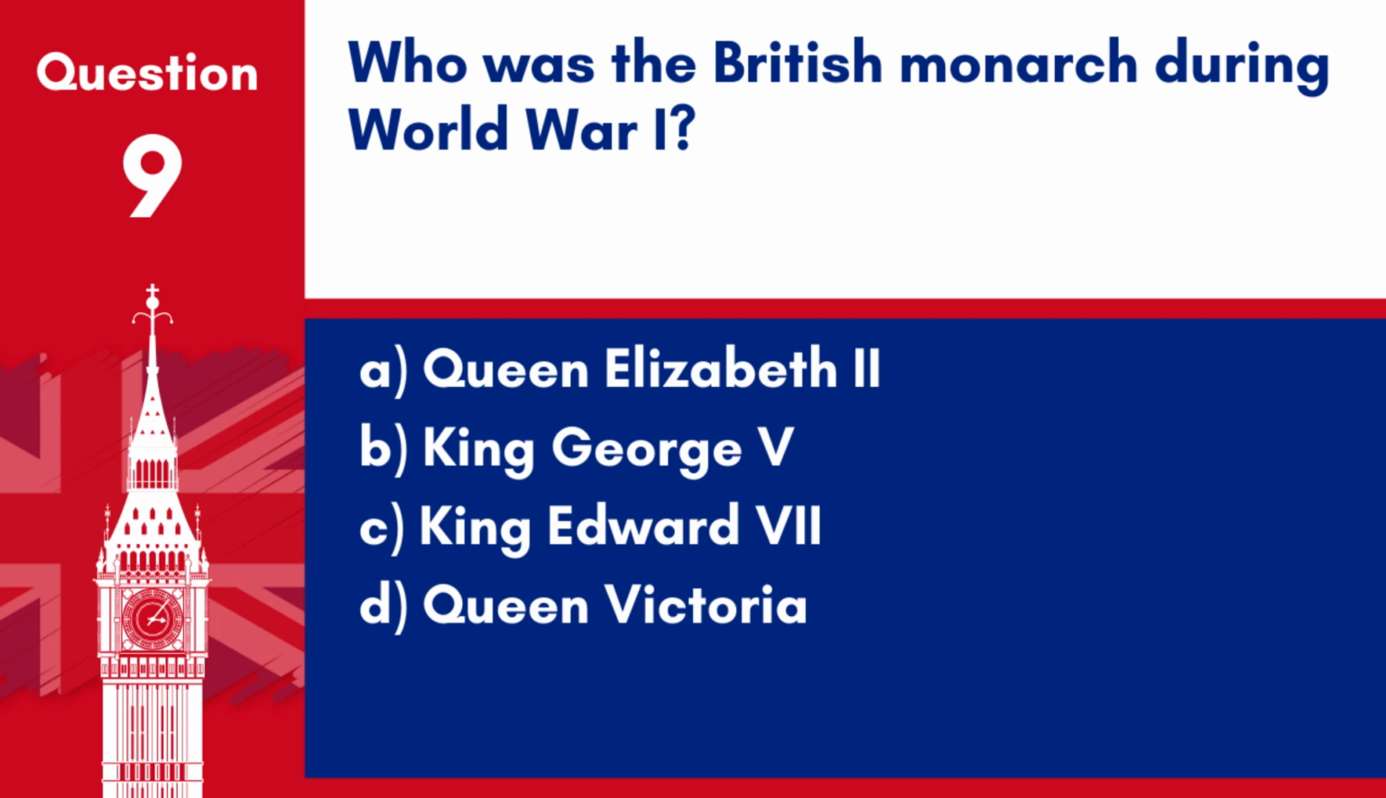Question 9. Who was the British monarch during World War I? A. Queen Elizabeth II, B. King George V, C. King Edward VII, D. Queen Victoria. Answer: B. King George V. King George V was the British monarch during World War I.